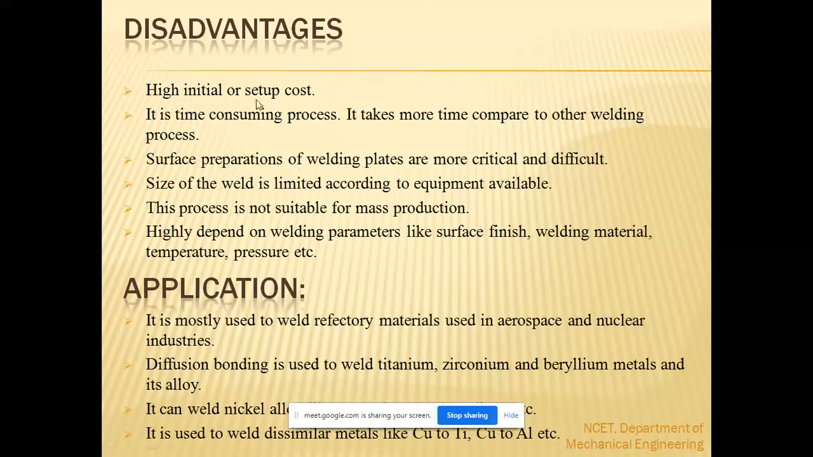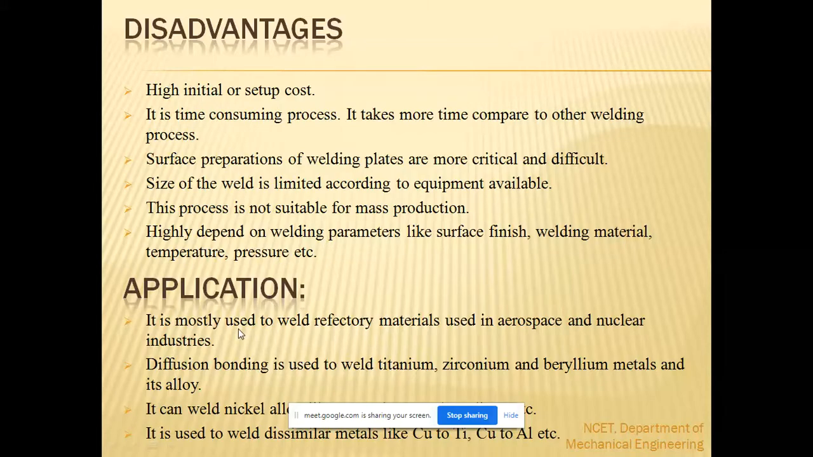What are the disadvantages then? The initial cost of setup is high, right? That was a major disadvantage. It is a time consuming process, because we need to select the matrix, reinforcement, stack, heat, then compress, then cut. It will take more time. Then surface preparation is somewhat difficult and critical. This process is not suitable for mass production, because if you want to produce a large number of parts in the same day, it will take more time, as already mentioned, time consumption is more. So we can't go for this process for mass production. It also depends highly on welding parameters such as surface finishing, welding materials, temperature, and pressure, right?